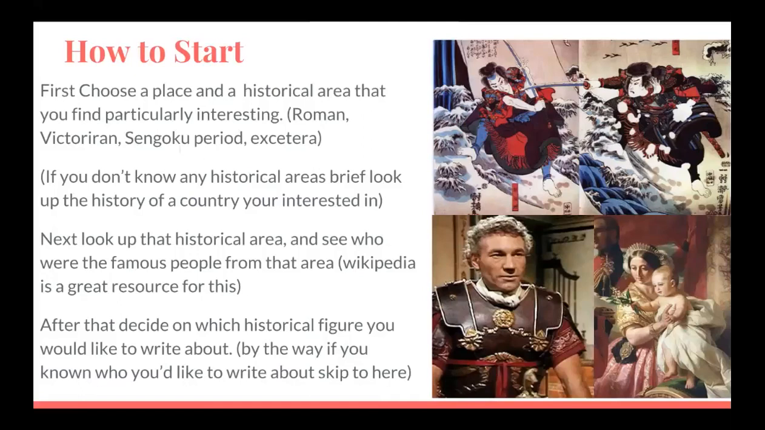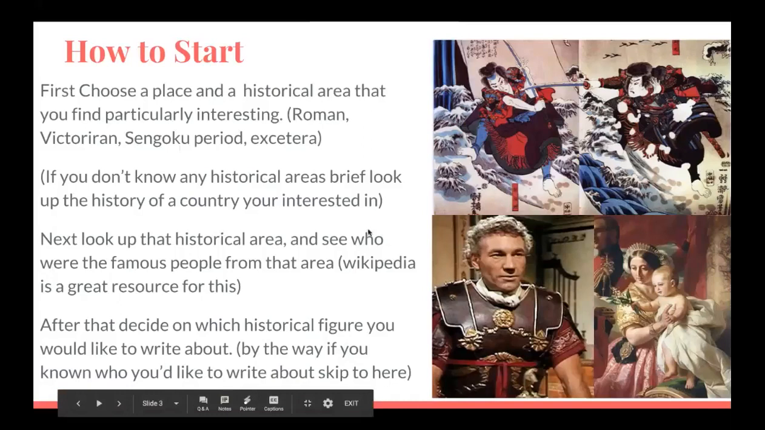If you don't know what historical period you'd like to start working with, what I recommend is choose a country that you're interested in, that you like the culture. It could be our country, it could be another country, and then just look up the history on Wikipedia. See what the different eras are, and then see which one appeals to you more. So maybe you don't know much about Japanese history, but maybe you like Japanese culture. Perfect. Look up Japanese history, figure out which period is most interesting to you.